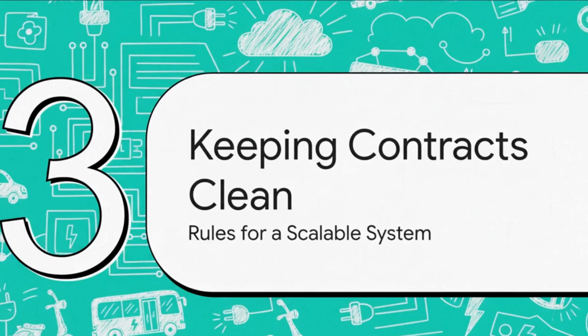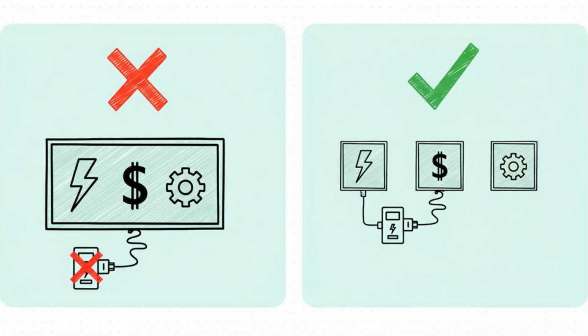All right, so this is all working beautifully. But what happens when our network scales up? I'm talking thousands, maybe even millions of chargers. We're going to need some ground rules to keep our contracts clean. Otherwise, we're just creating a whole new kind of mess. And this right here shows a classic trap people fall into.